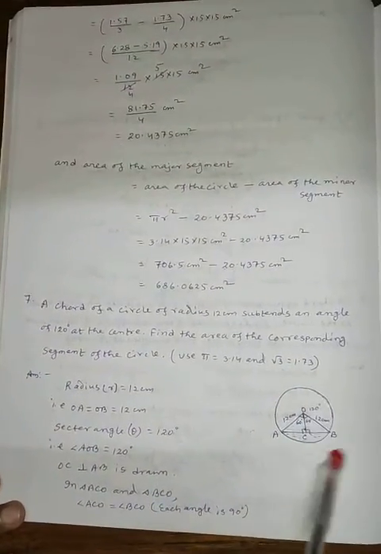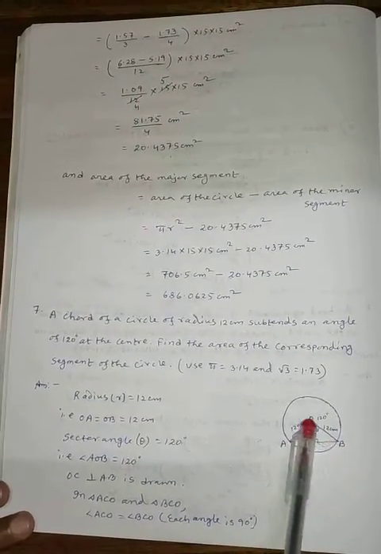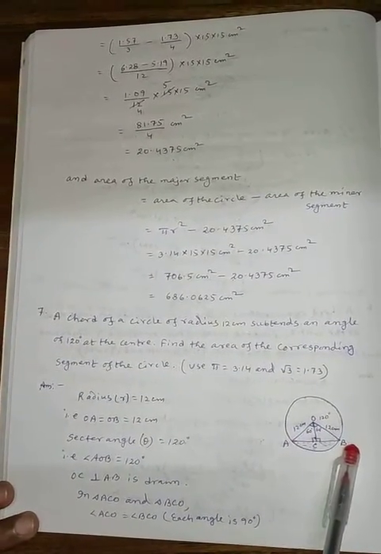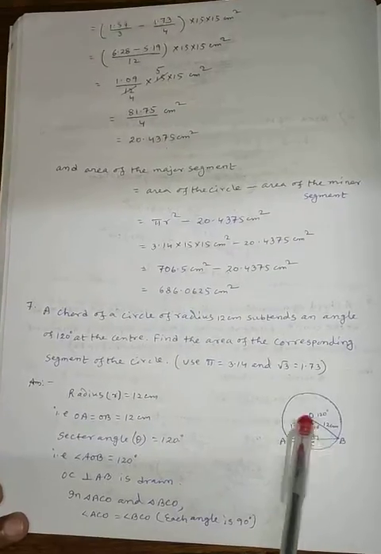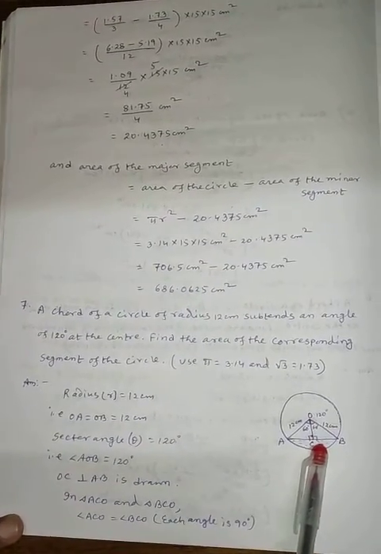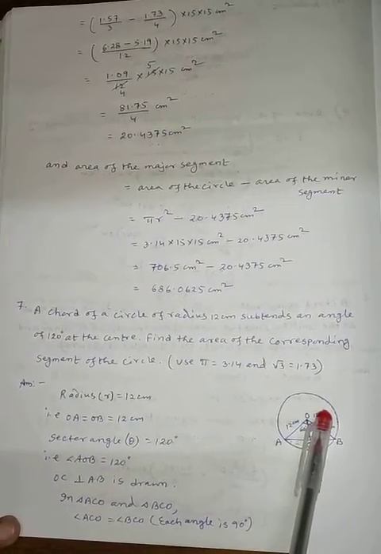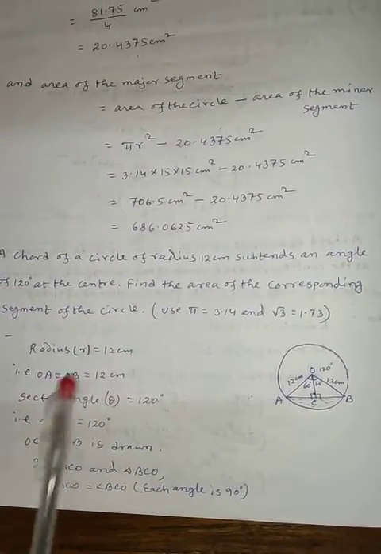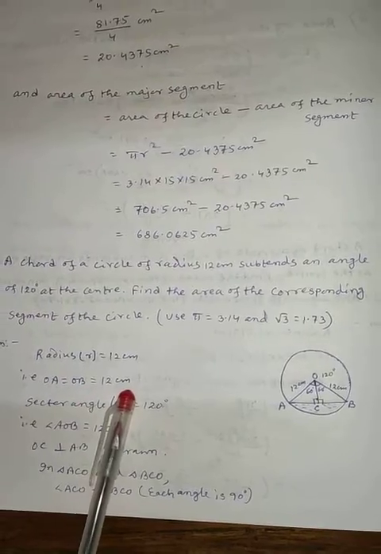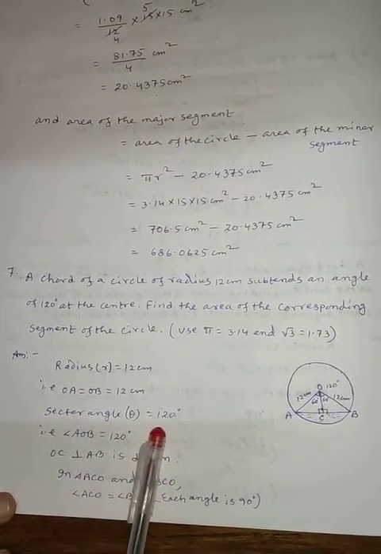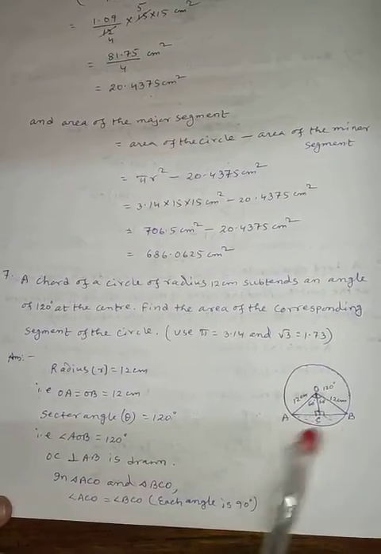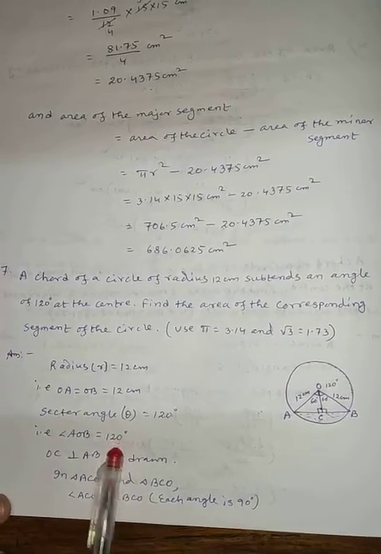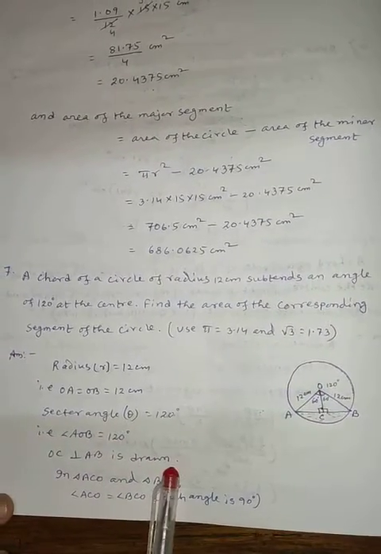Pi, they told us to use this, and root 3 as 1.73. Now let us draw the sketch. AB is the chord, OA and OB both are radii. Draw OC as a perpendicular from O onto AB. This central angle is given as 120 degrees, radius 12. Now radius R is 12 cm, that is, OA and OB both are radius 12 cm. Sector angle theta is 120 degrees, that is, angle AOB is 120 degrees. Now OC perpendicular to AB is drawn.